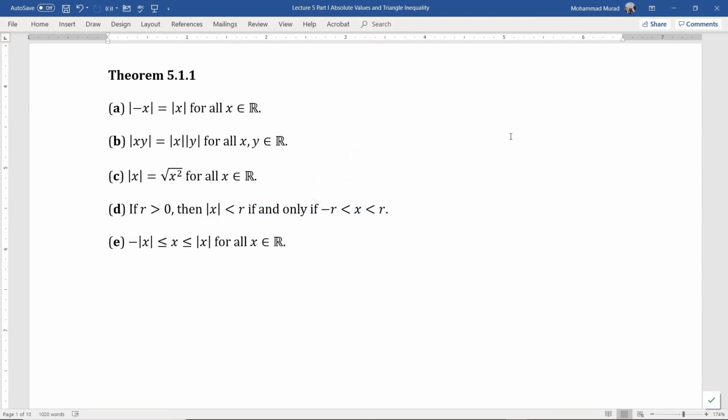Theorem. A. The absolute value of negative x equals the absolute value of x for all real numbers x. For example, negative 3 has absolute value negative of negative 3, which equals 3. But this is exactly the same as the absolute value of 3. So both the numbers negative 3 and positive 3 have the same absolute value, namely 3.